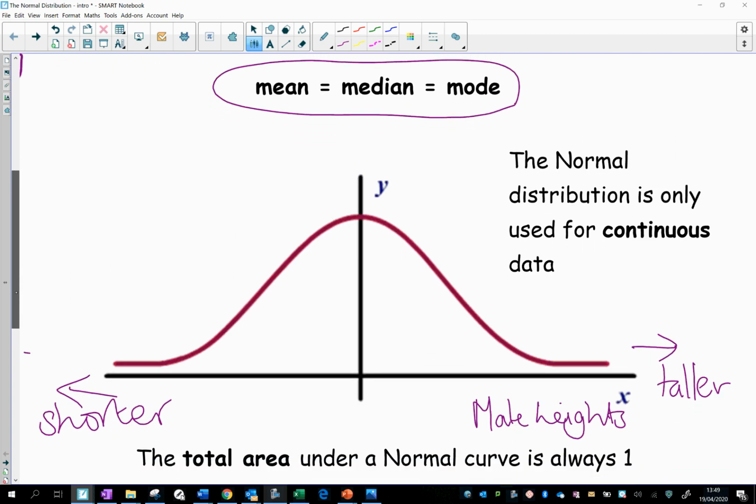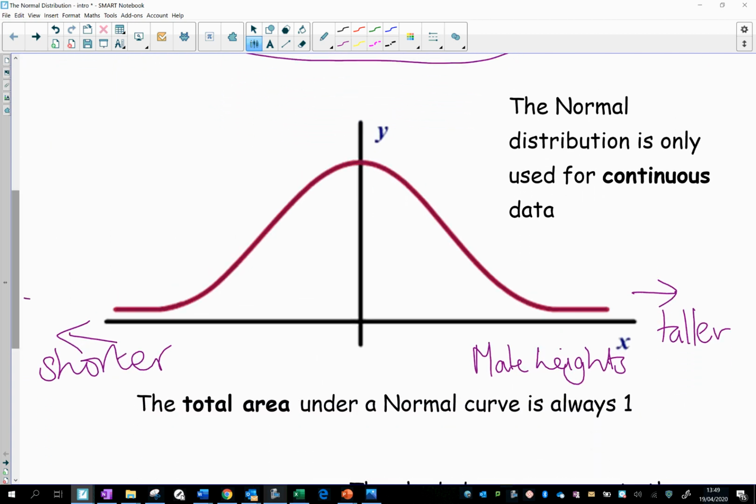The other most important feature of a normal distribution is that we only use the normal distribution when we have continuous data. Now remember, continuous data is anything which is measured rather than counted. So anything along the lines of heights or weights, or IQ is a very typical example of the normal distribution, but anything where the data is continuous, so it's measured and the data has units. For example, male heights would maybe be measured in centimeters.